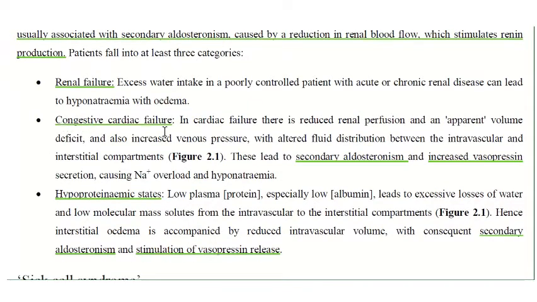أما بالنسبة للcongestive cardiac failure، فإن cardiac failure there is a reduction in renal perfusion. إذن renal perfusion أو renal blood flow راح يقل and an apparent volume deficit. يعني volume deficit نقص في الفوليوم apparent ظاهري and also increased venous pressure with altered fluid distribution، تغير في توزيع السوائل between the intravascular and interstitial compartment. وهذا this leads to secondary aldosteronism and increased vasopressin secretion. السكندري الدوستيرونيزم يسحب الصوديوم عن طريق الكلى، والفازوبرسين يسحب الووتر عن طريق الكلى و causing sodium overload and hyponatremia. هاي بالنسبة في حالة الcongestive cardiac failure.